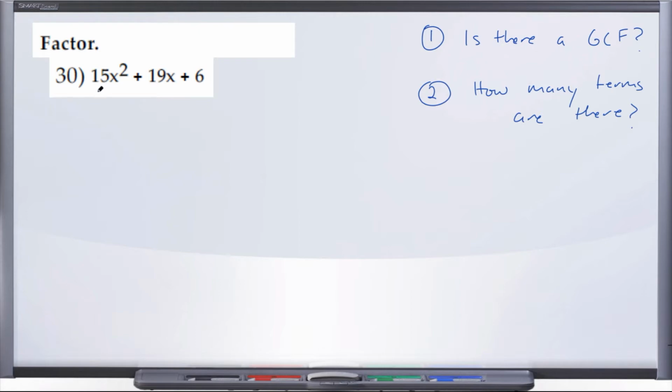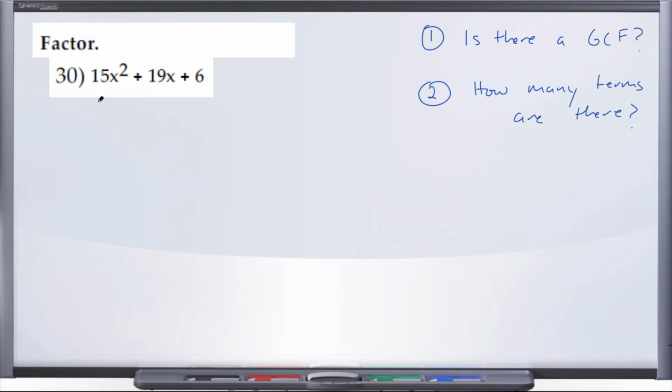And we've been given the trinomial 15x squared plus 19x plus 6. All right, question number 1, is there a GCF? Well, I don't see a GCF, so let's take a look at question 2. How many terms are there? Well, 1, 2, 3 terms. And we know with 3 terms, we're either going to be factoring by AC method, trial and error method, the scissors method. I'm going to go ahead and use the scissors method here.